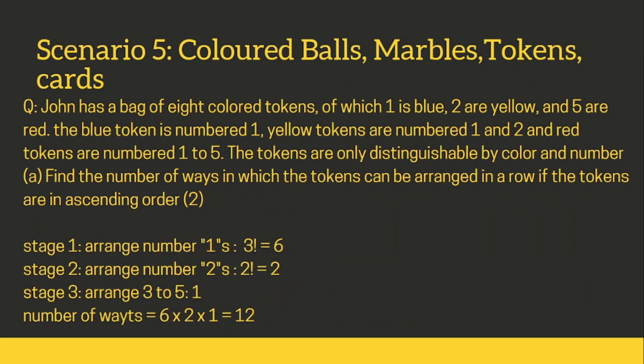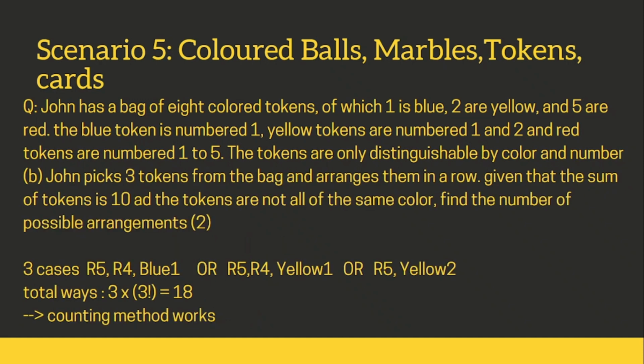So part 1 first. If they want the numbers to be in ascending order, we just consider arranging all the number 1s first, then the number 2s, and then the number 3s. So in this case, we have 3 number 1s, so 3 factorial is 6. Then we have 2 number 2s, so that is 2. Then the thing is that for 3 to 5, we only have 1 red 3, 1 red 4, and 1 red 5. So in this case, it's just one scenario, so the total number of ways is just 6 times 2 times 1 is 12.